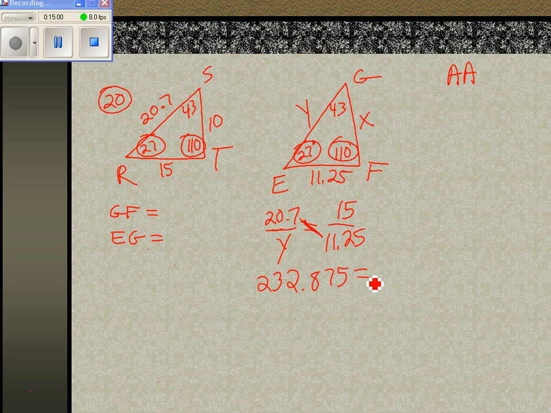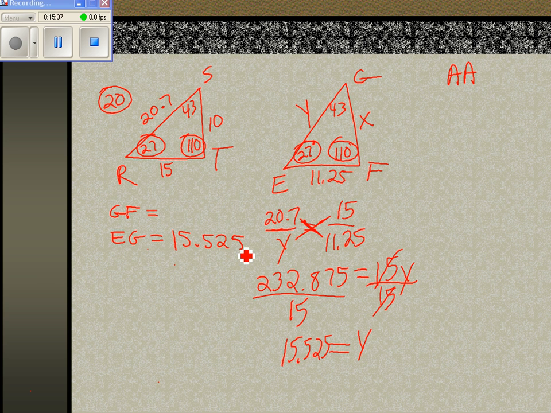That's going to equal the means multiplied together. What's y times 15? 15y. How do we solve that? Divide both sides by 15. What's y equal? 15.525. And y was actually EG, so that's one of our answers, 15.525. One of the things they ask us to find.